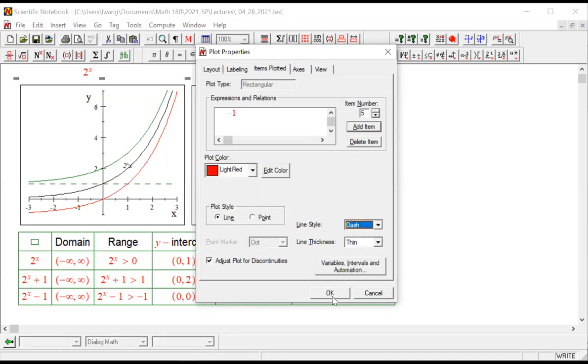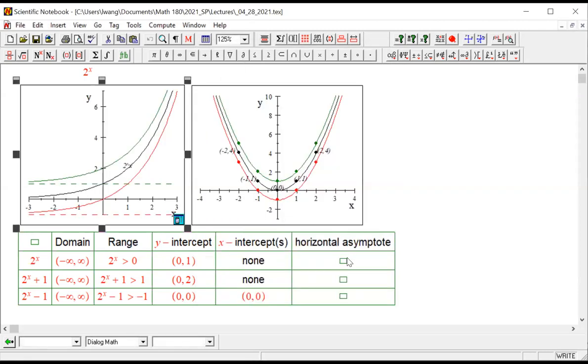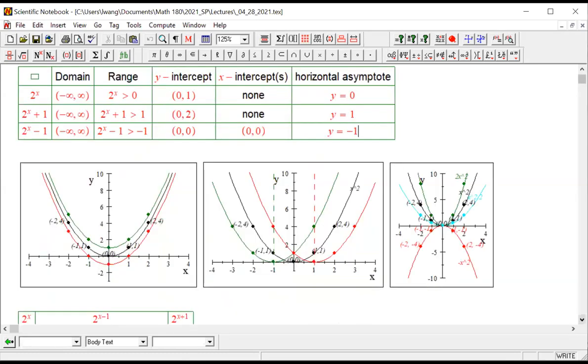That's it. And then you just shift up and down, right? So this is y equals 0. What is the horizontal asymptote for 2 to the power x plus 1? Y equals 1. Perfect. 2 to the power x minus 1? Y equals -1. Perfect. Did you write it down? Very good.